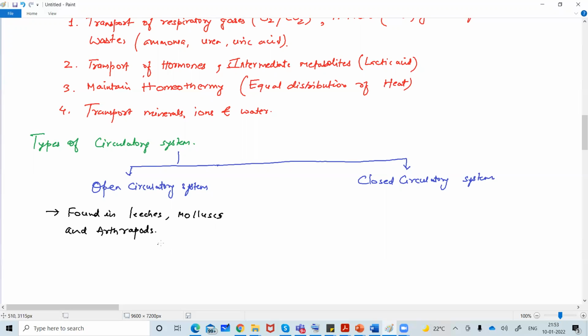Arthropods, molluscs, except octopus. Always remember, octopus they have a closed system, right? Next point.